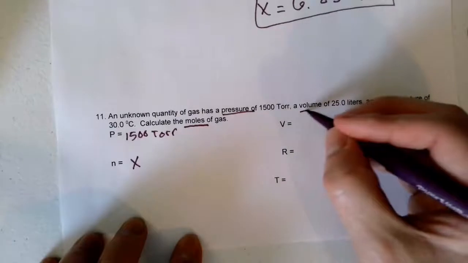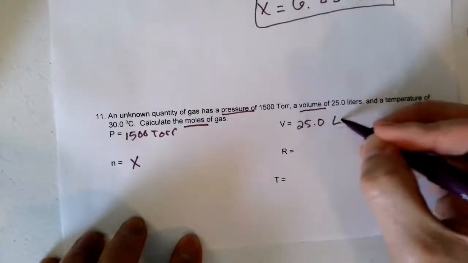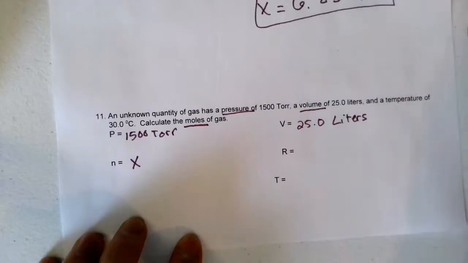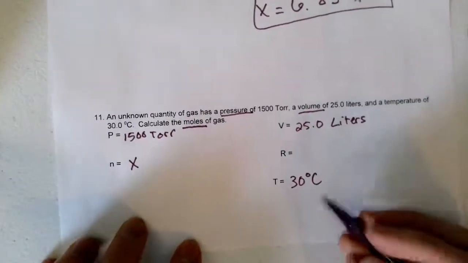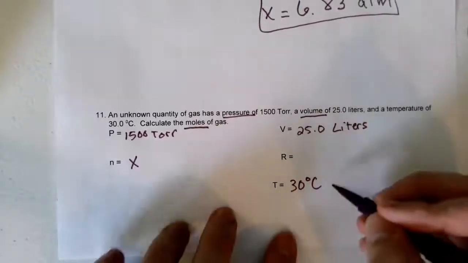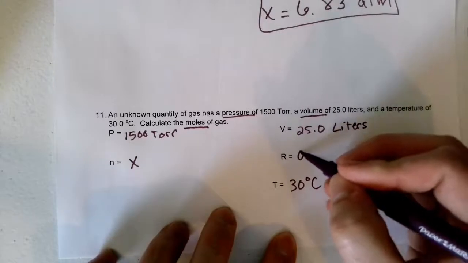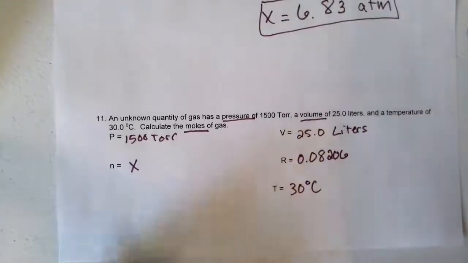Alright, a volume, which is the V here, of 25.0 liters. And a temperature of 30 degrees Celsius. That's also not good because we're going to have to convert that into Kelvin. The R value is always 0.08206. And that's pretty much it for that.